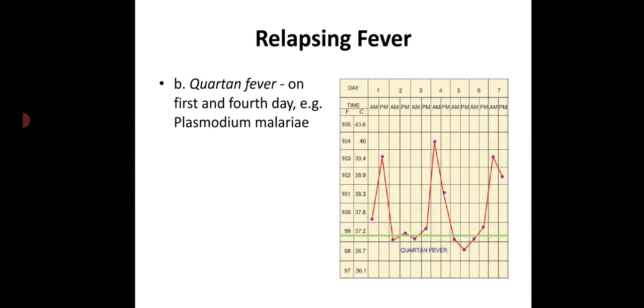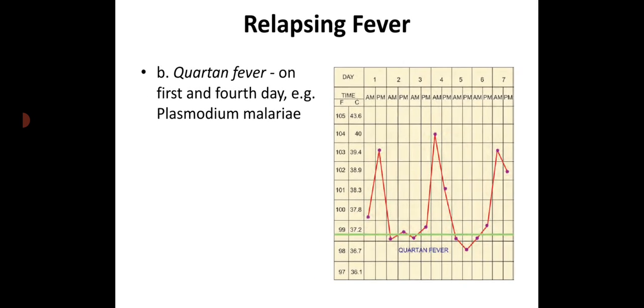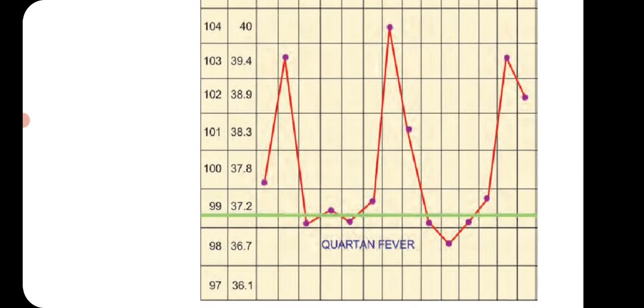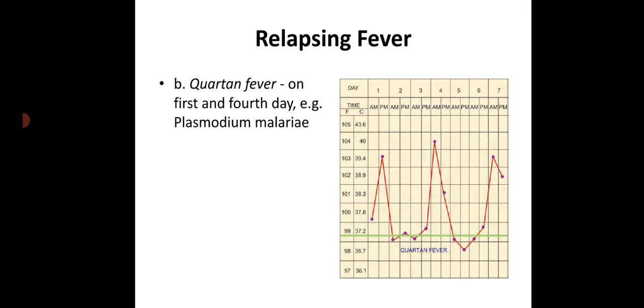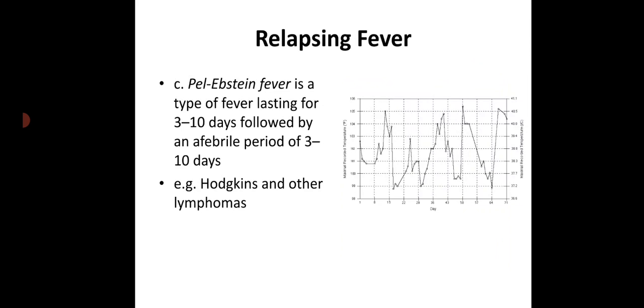Then quartan fever. Fever occurs on first and fourth day. Example, Plasmodium malariae. Then Pel-Ebstein fever. It's a type of fever lasting for 3 to 10 days followed by an afebrile period of 3 to 10 days. Example, Hodgkin's lymphoma and other lymphomas.